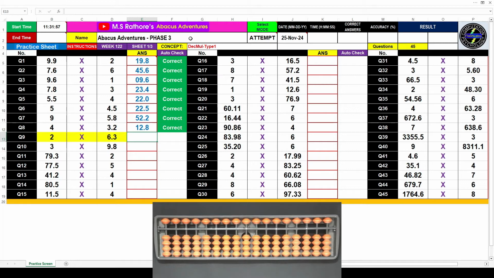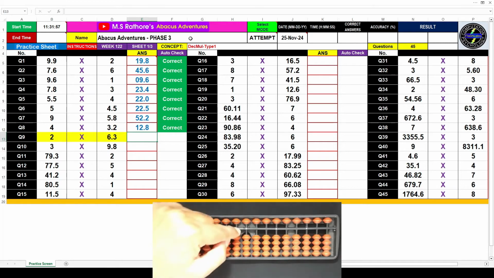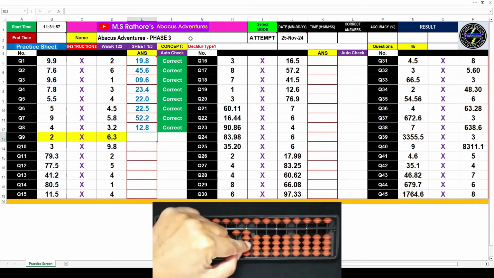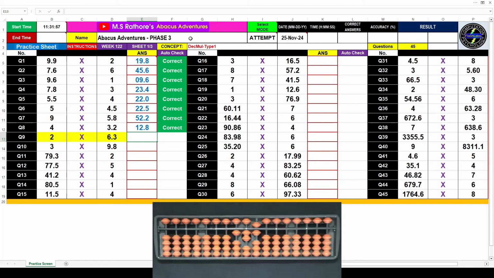Question number 9, placing the left index finger on rod number 2, 6 2s are 12, shifted, 3 2s are 06, and the answer is 12.6.